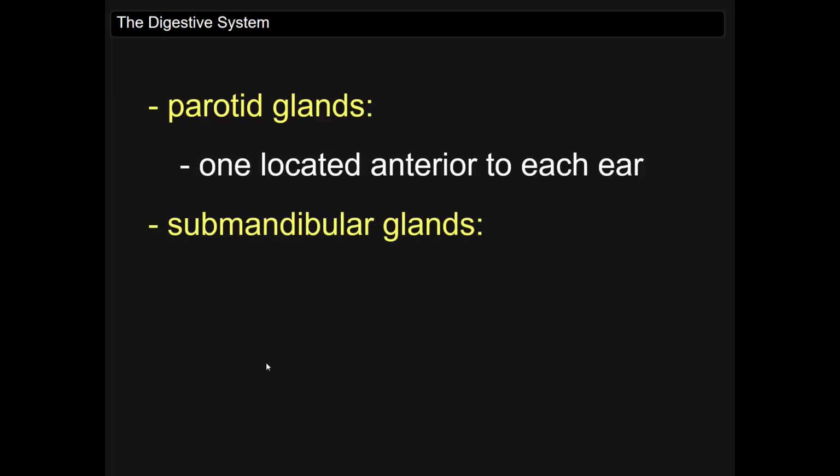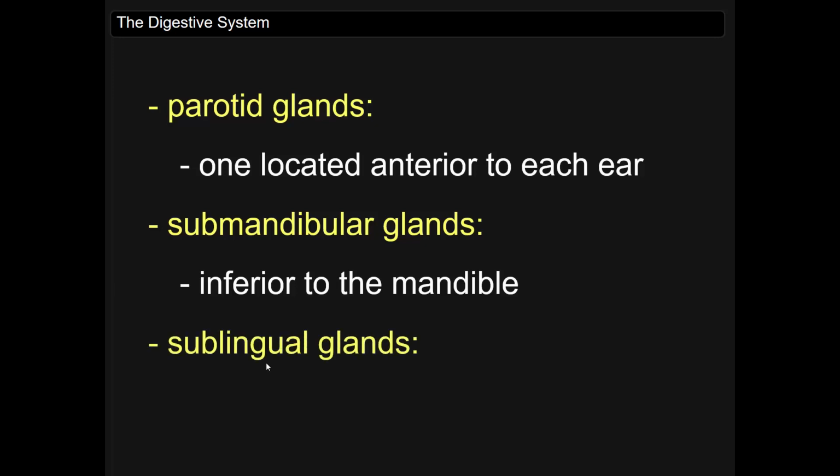Then submandibular, if you break down that word, sub means what? Hopefully you said under or below, and then mandibular, below the mandible. So submandibular glands, inferior or below the mandible. Then the last one are sublingual glands, sub, again below, lingual, you think tongue. So sublingual glands are below the tongue. All right, so out of these three, the ones that will be best viewed on prosections in the lab are the parotid glands and the submandibular glands. Sublingual will be on a picture.